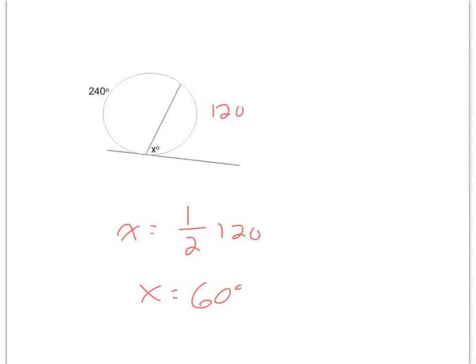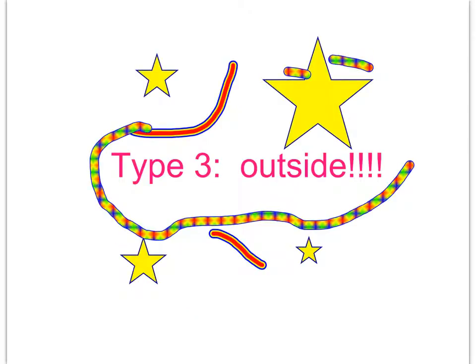Okay, so as you look right here, this arc is 240, which means the remaining part of the circle must have a measure of 120. That's the intercepted arc of my tangent chord angle. So x is going to equal half of 120. x equals 60.